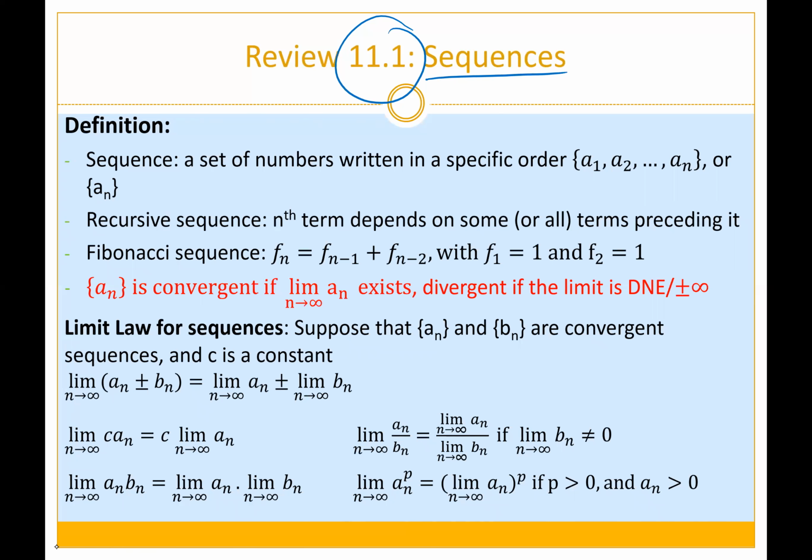So we're going to go with sequence first, and then 11.2 when we go with series. So definition, what is the sequence? The sequence is just a set of numbers written in a specific order. It can have a rule to it, or it can have no rule at all.